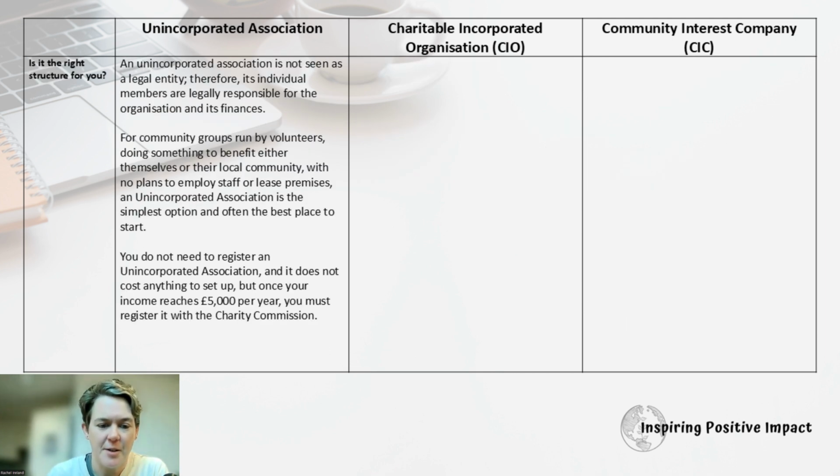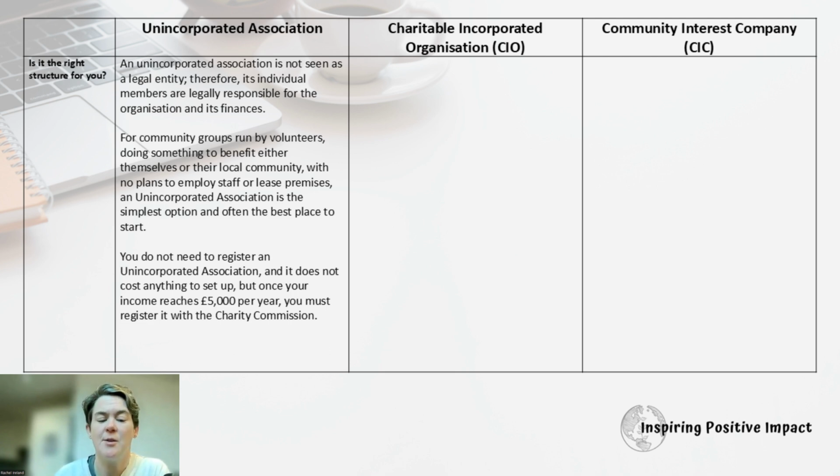So is this the right structure for you? Well, here are a few things to think about. An unincorporated association is not seen as a legal entity. Therefore, its individual members are legally responsible for the organisation and its finances. For community groups run by volunteers doing something to benefit either themselves or their local community, with no plans to employ staff or lease premises, an unincorporated association is the simplest option and often the best place to start.